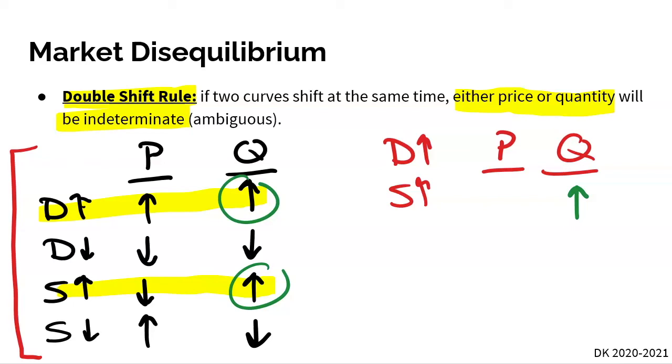If we look at our price, when demand increases, our price increases. When supply increases, our price actually decreases there. Because the arrows are moving in opposite directions, we are going to say that our price is indeterminate. So when both demand and supply increase, our price is indeterminate and our quantity increases. Let's do one more example.